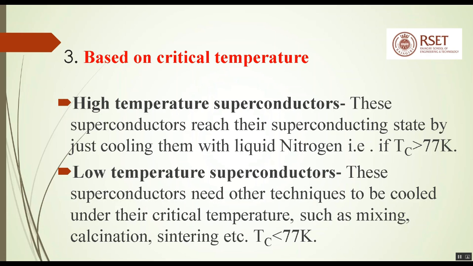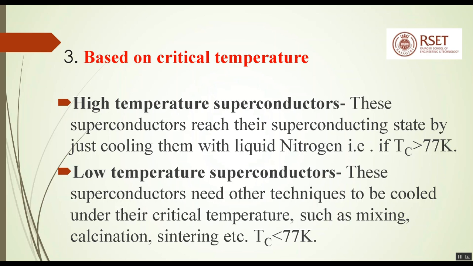And to convert those specimens to superconductors, we need to use techniques other than cooling with liquid nitrogen. These methods include mixing, calcination, sintering, etc. Low temperature superconductors refers to niobium based alloys and niobium tin and niobium aluminum superconductors that were already in use prior to the discovery of high temperature copper oxide superconductors.